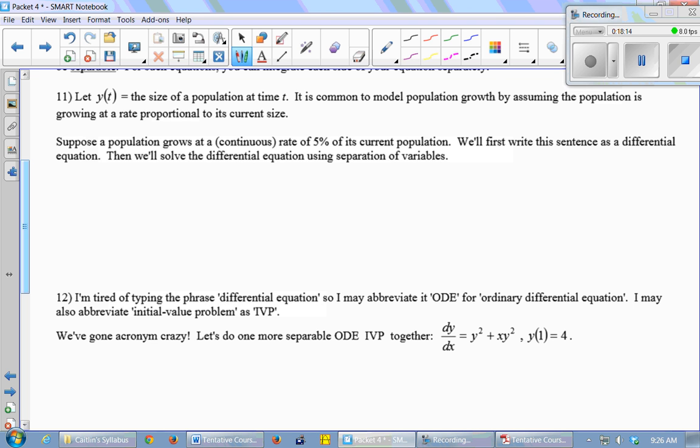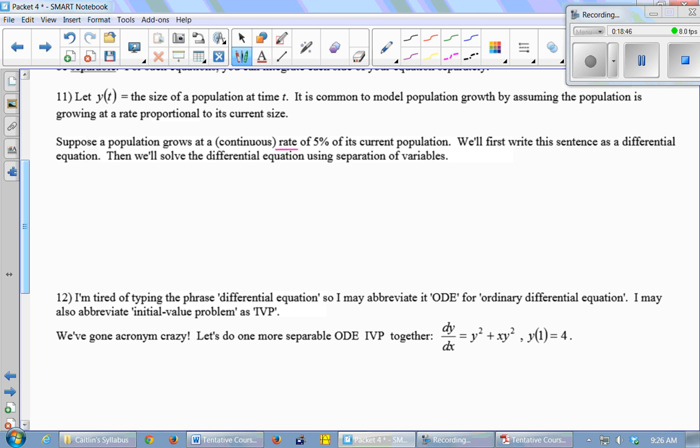So if we have a population that grows at a continuous rate of 5% of its population, right? So it's growing at 5% of its population. I want to write that sentence as a differential equation. You are typically used to taking that sentence and going straight to the function of t using a continuous growth formula. But I want to write it as a differential equation, which means I use the word rate, and that's going to be dy dt.